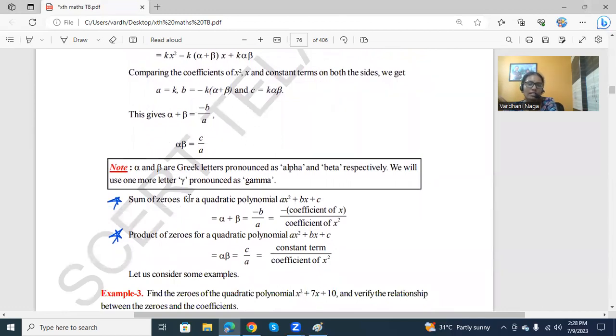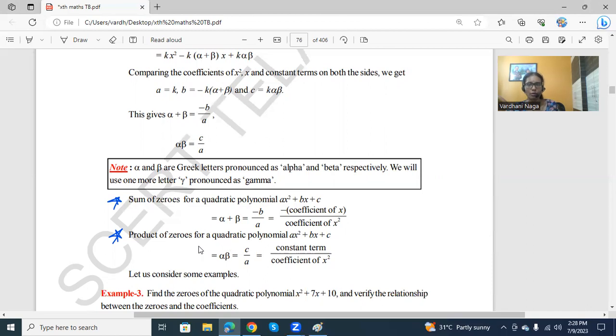In the same way, we can also find the sum of the zeros. See here, we considered alpha and beta are the zeros. So the sum of the zeros formula, when you know the quadratic polynomial, is minus b by a. Alpha and beta are the zeros, and b and a are the coefficients of the polynomial. So alpha plus beta is equal to minus b by a. Minus b means minus of the coefficient of x divided by the coefficient of x square. If you do this, you will get the alpha plus beta value.